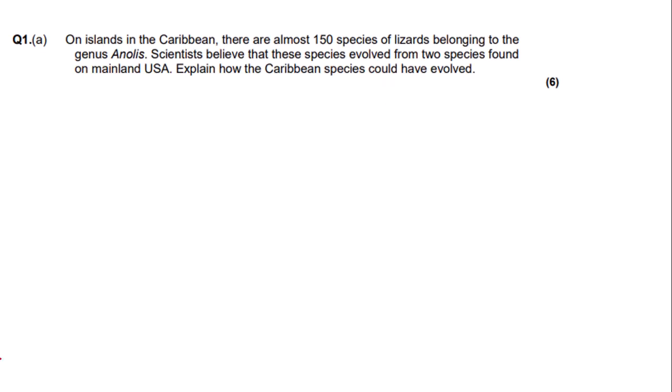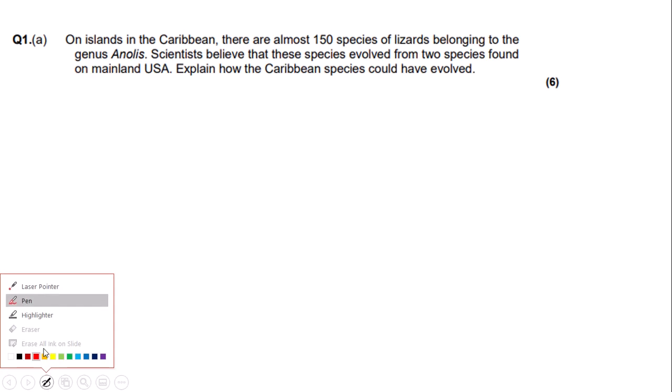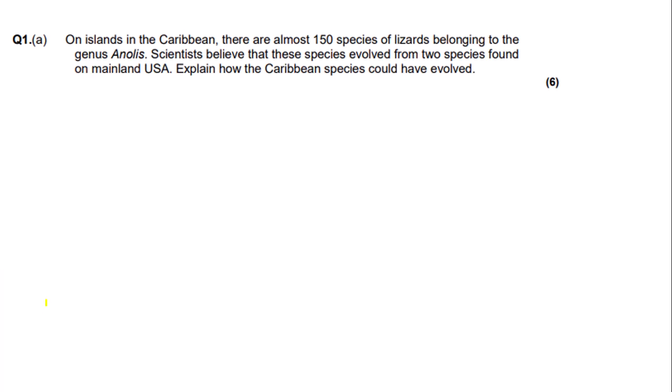Right, so that is it for the content, and now I'm going to get on to some exam style questions. So let's look at this first one. On islands in the Caribbean, there are almost 150 species of lizards belonging to the genus Anolis. Scientists believe that these species evolved from 2 species found on mainland USA. Explain how the Caribbean species could have evolved.